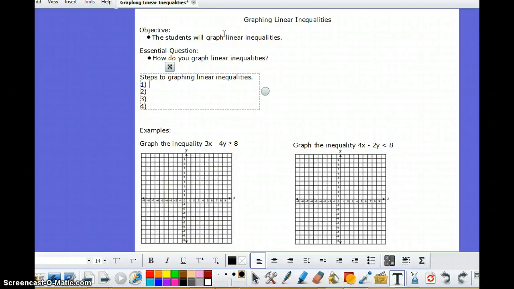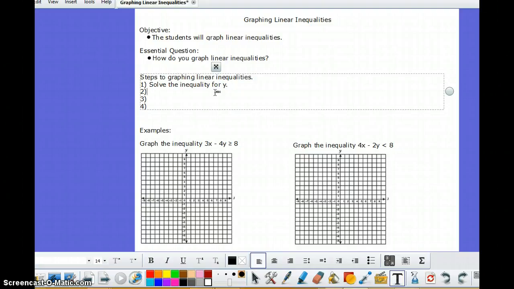Alright guys, so in this video we're going to be talking about graphing linear inequalities. So our objective is that you guys are going to graph linear inequalities, and the question is, how do you graph them? Alright, so to make this easier to read, I'm going to type some of this in. So our first step is to solve the inequality for y. That's the first step.